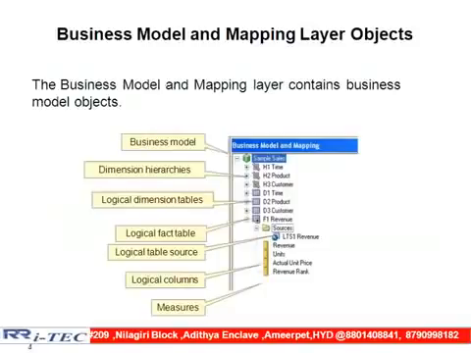Next, these are the objects. One is called business model. This one I didn't explain as of now. We have one object called hierarchy. That will come at a later point of time. Next: logical dimension tables, logical fact tables, logical table source, logical columns, measures.